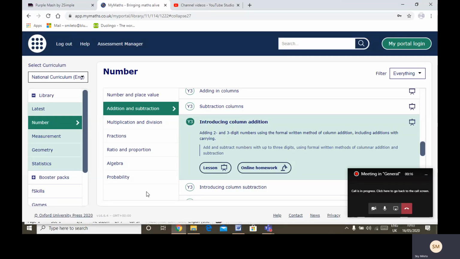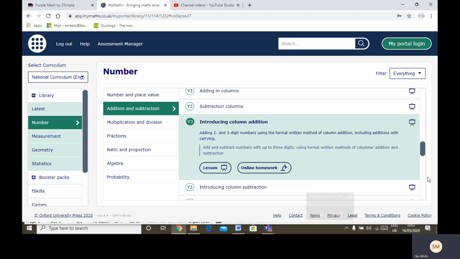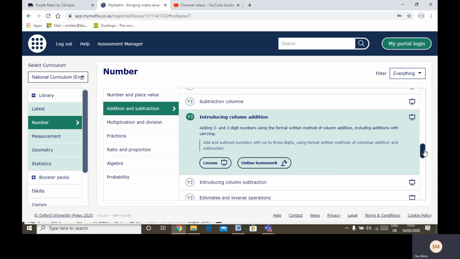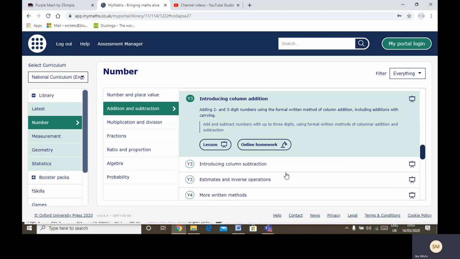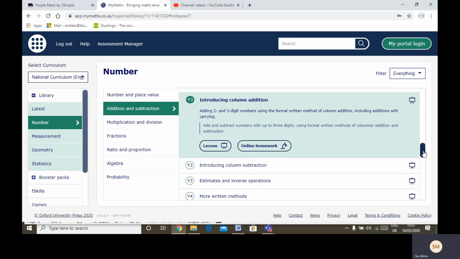Today, this week, we're doing one more week of addition and subtraction. This time we're going back and looking at column addition and column subtraction. We've got 2 days of column addition, 2 days of column subtraction, and finally we're going to end on looking at estimating and inverse operations.